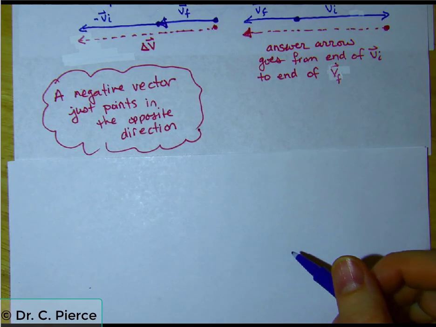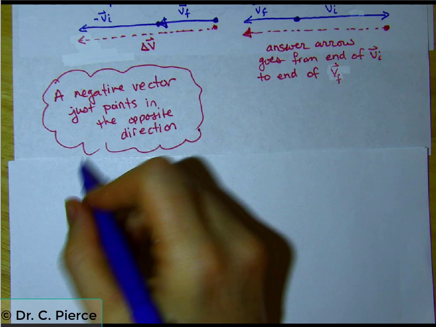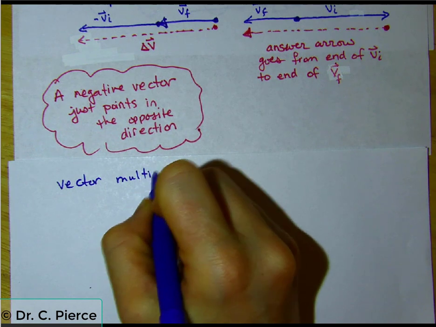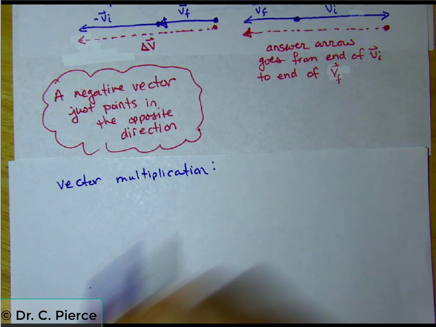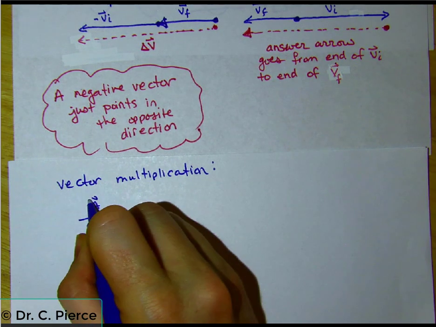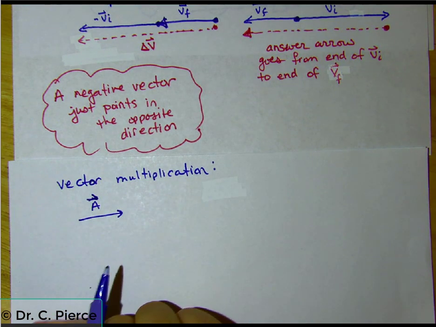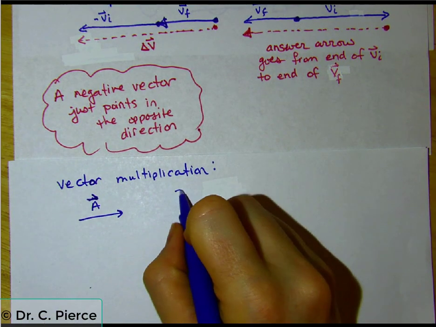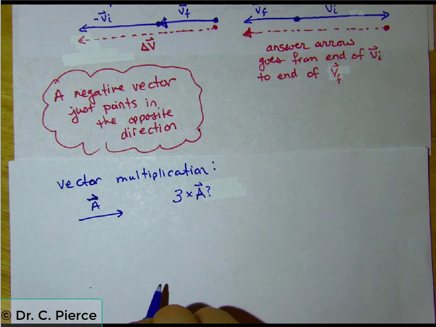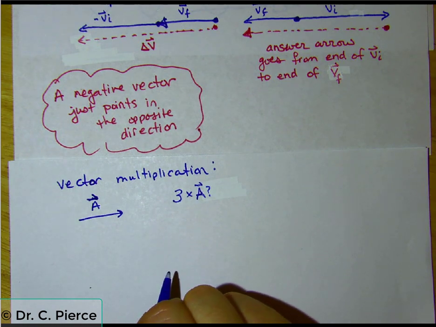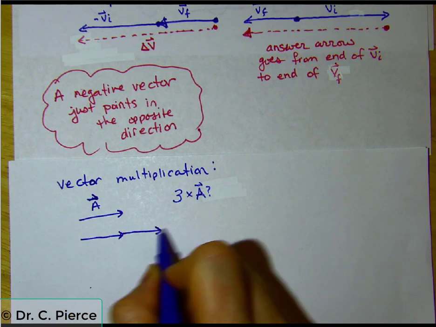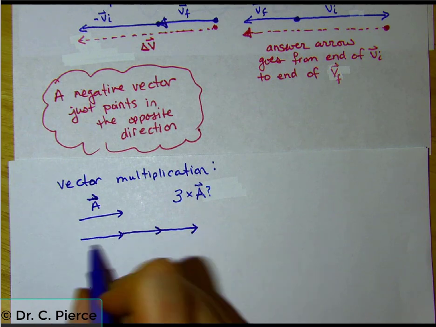And I'm not sure how much you'll need it, but let's just be thorough and cover the whole section here. Vector multiplication. What if we had an arrow called A? And then what if we multiply that vector by, say, 3? So 3 times A. What would that look like? Isn't that basically just adding A to itself 3 times? So then we could say 1A, add it to another A, and add it to another A, head to tail.